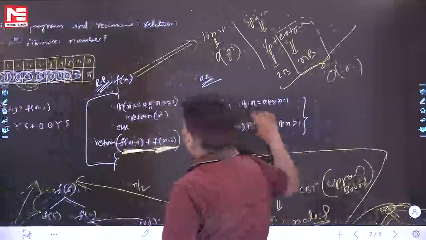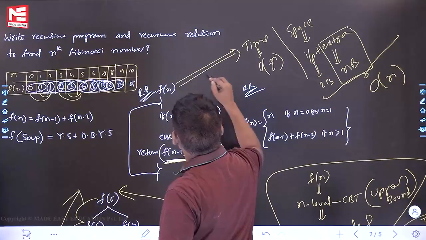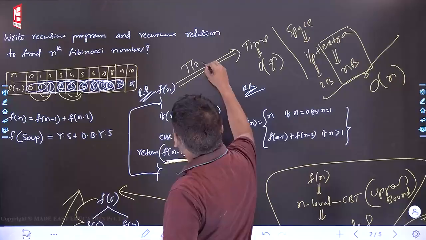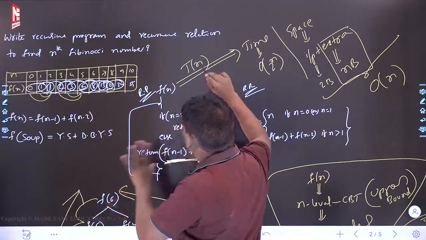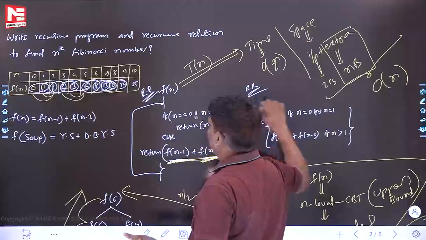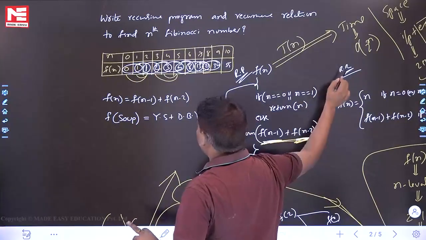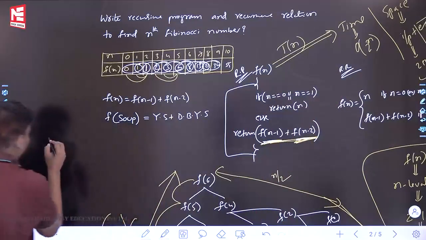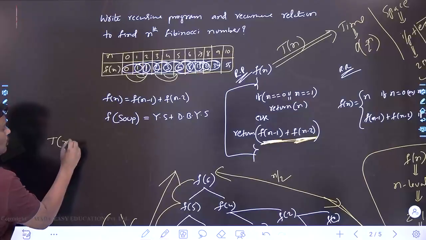Fibonacci of n, see this one. Fibonacci of n, actual time, assume that Tn. Fibonacci of n actual time is Tn. Can you help me now? I am okay, right? If the Fibonacci of n actual time is Tn, right? Now can you help me?